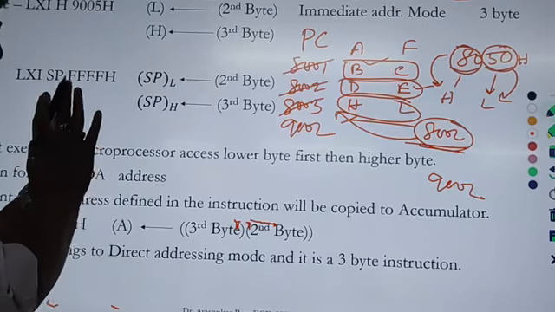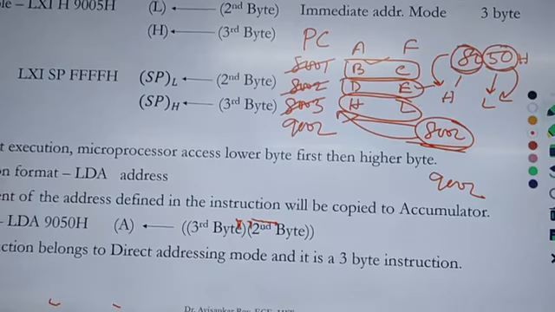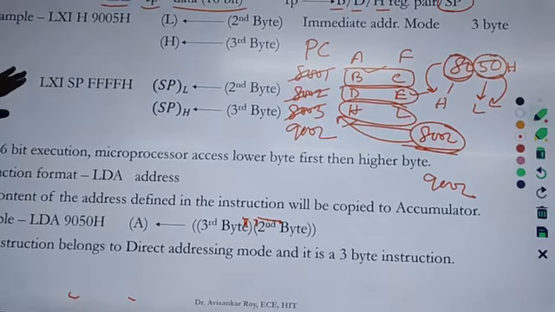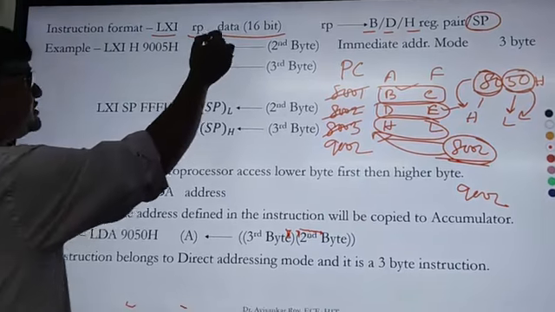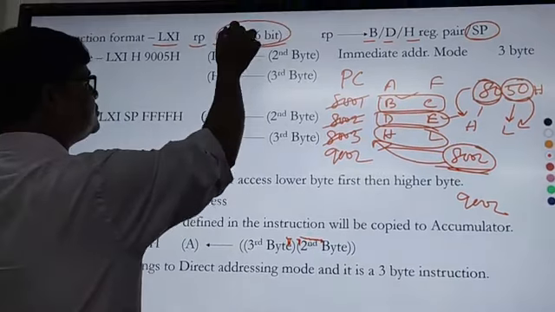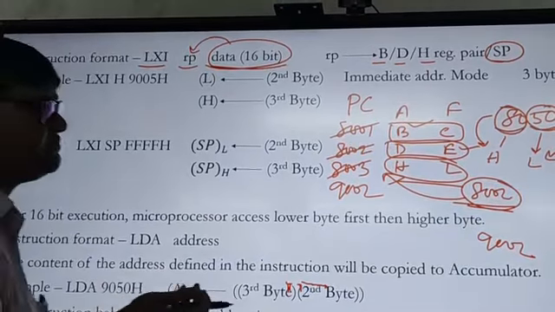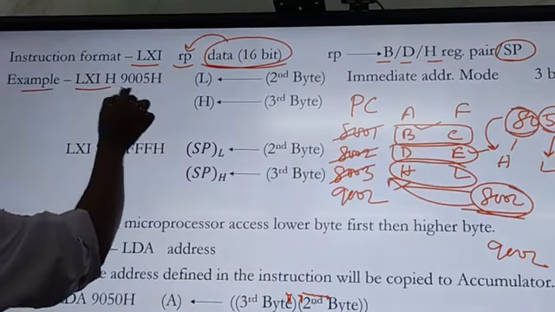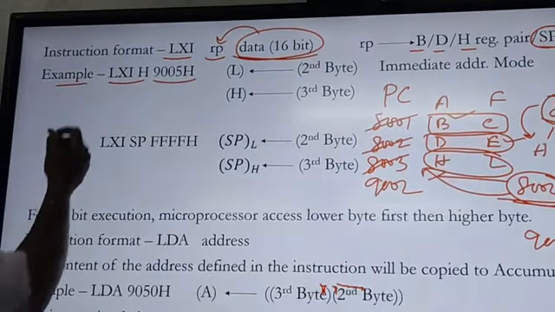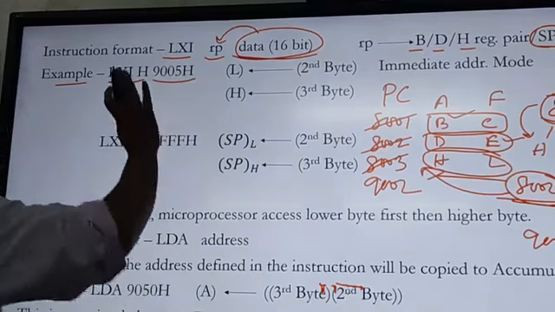So there are two 16-bit registers, the stack pointer and the program counter. But now I'm coming to our main lecture, that is LXI. So what is the function of LXI? Very simple. The 16-bit data will be stored into the register pair, B register pair, D register pair, H register pair, or the stack pointer. Next example is LXI H, 9005. Here 9005 is 16-bit data.